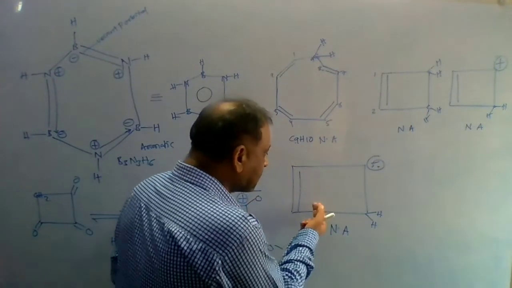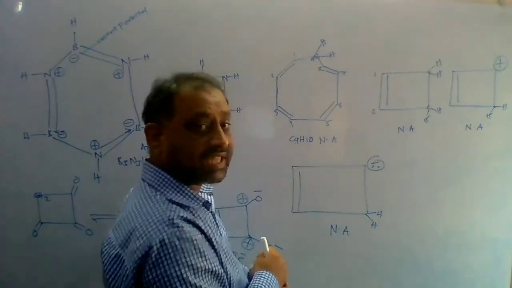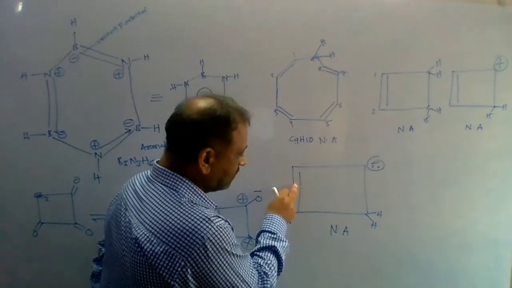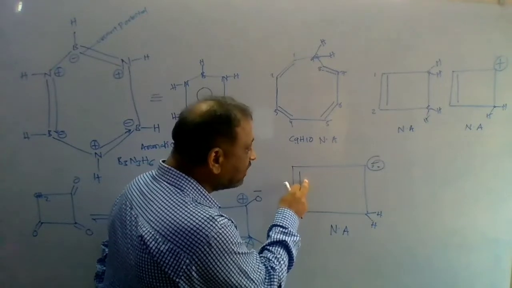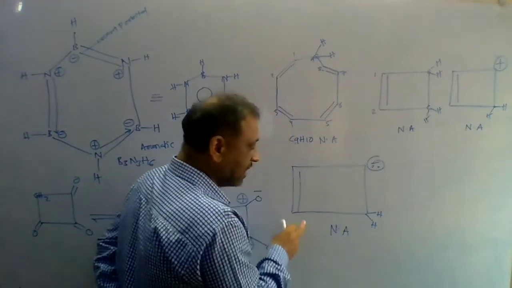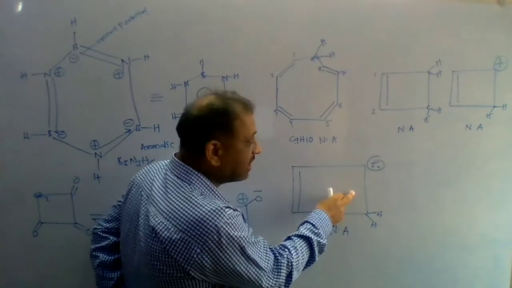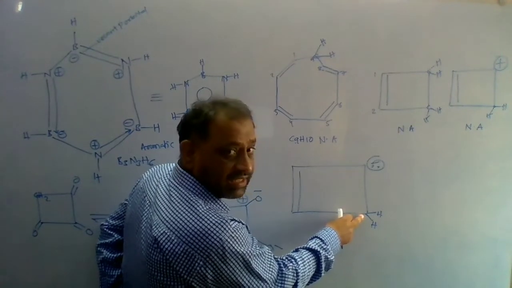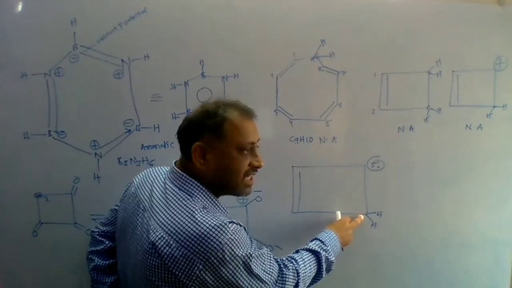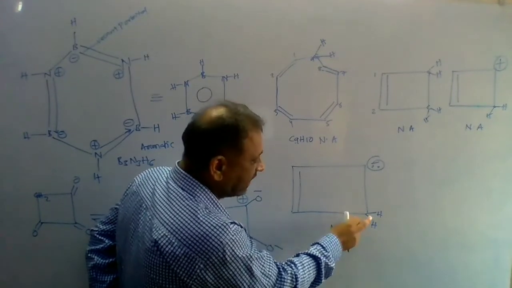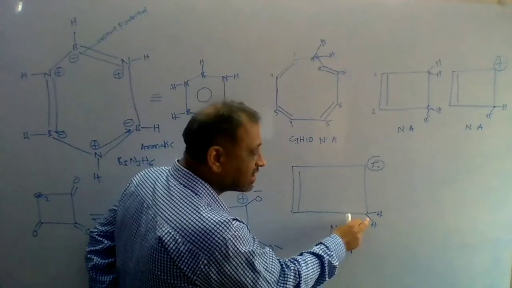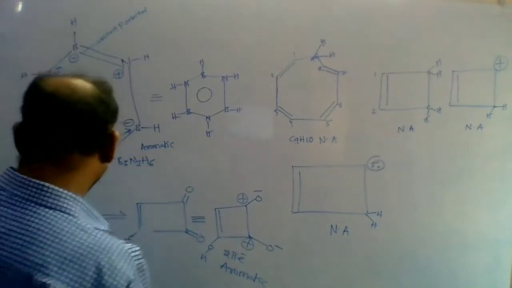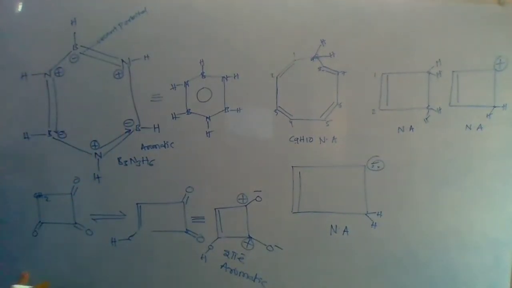Next example is the cyclobutenyl anion. Here 2 pi electrons are involved in delocalization with negative charge, but there is no complete delocalization of electrons. Here one carbon is sp3 hybridized. There is no complete delocalization of electrons, no resonance. That's why it has a non-planar structure because of the sp3 hybridized carbon. So it is a non-aromatic compound. This is the last example.